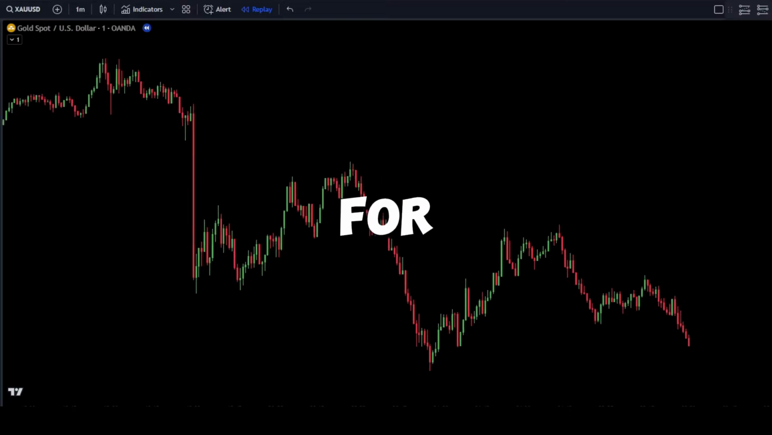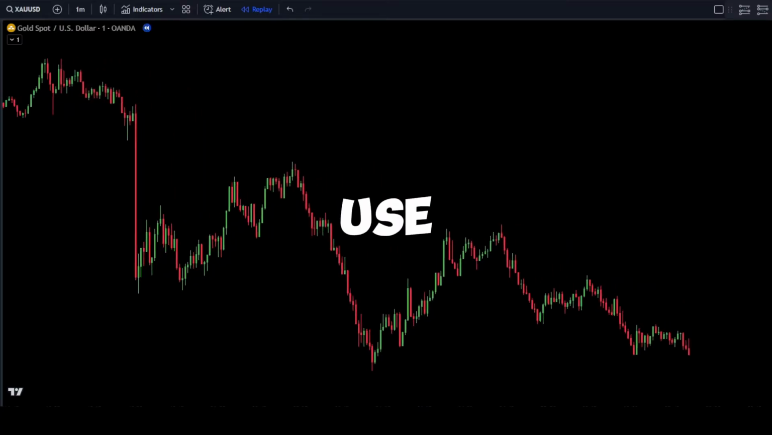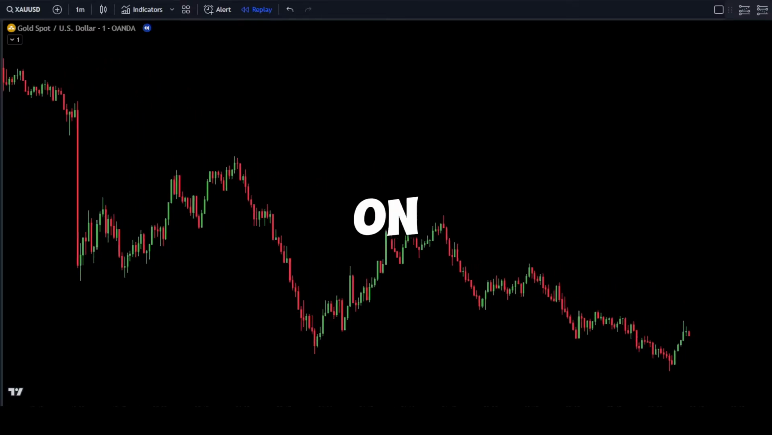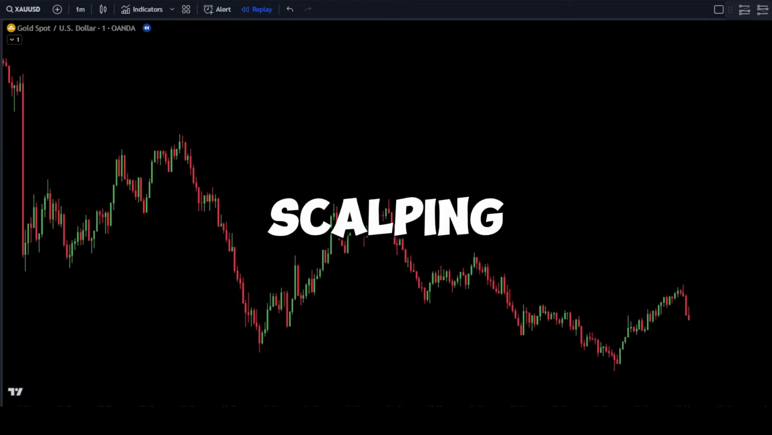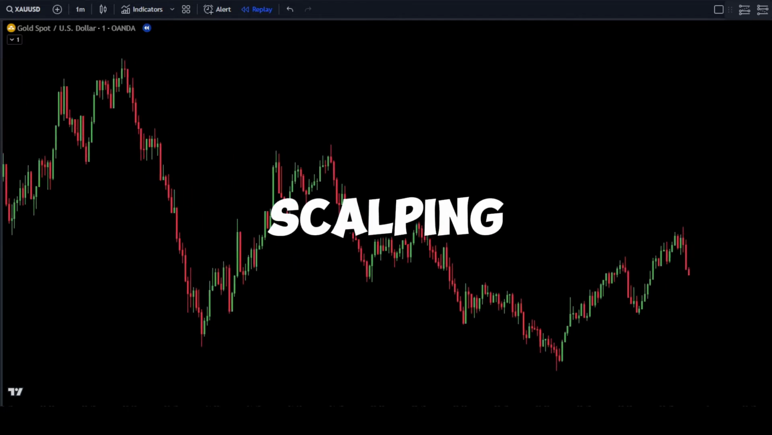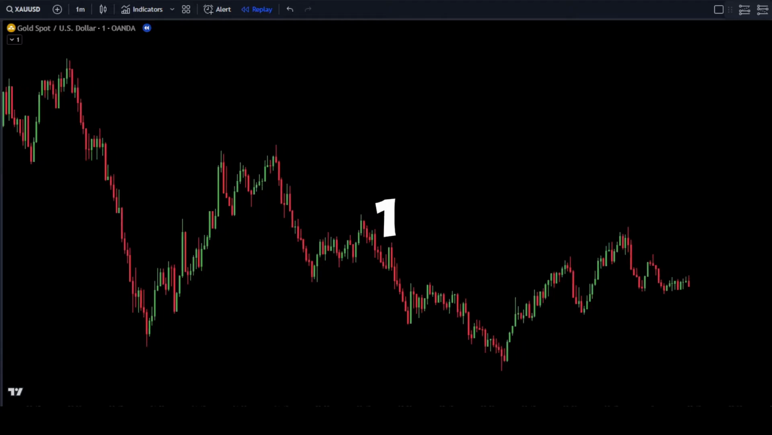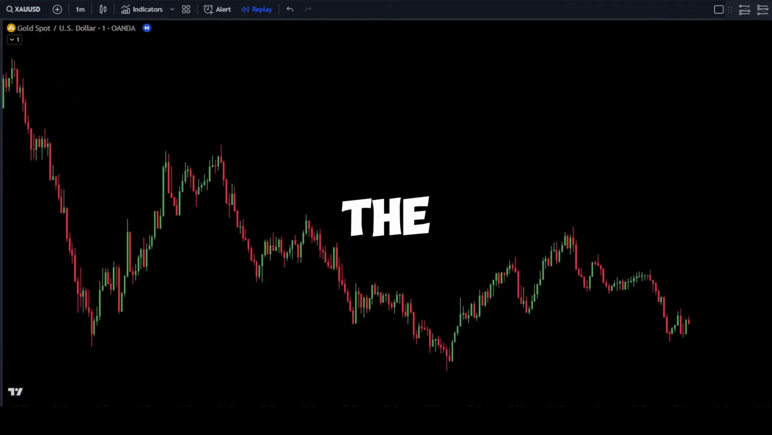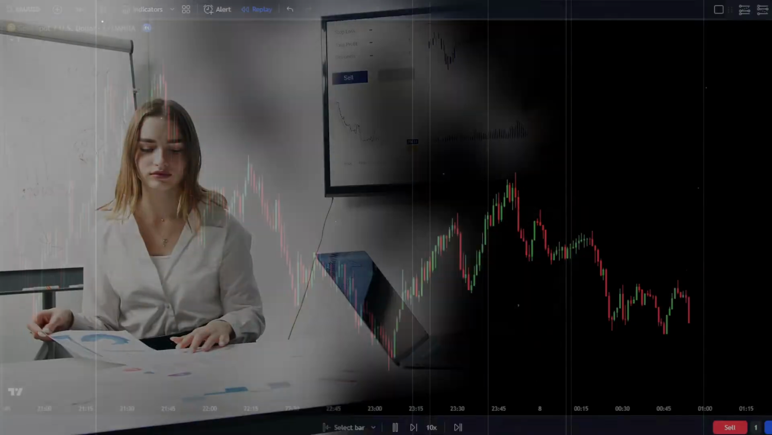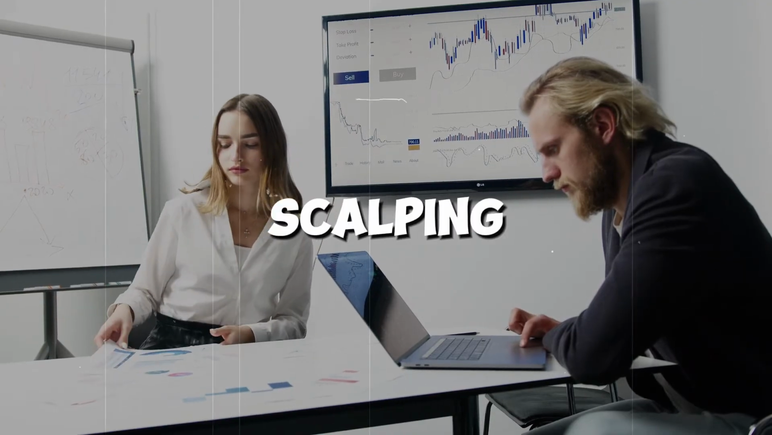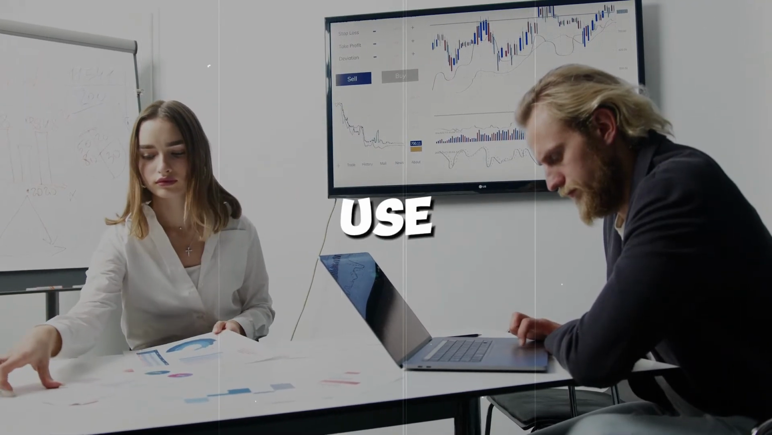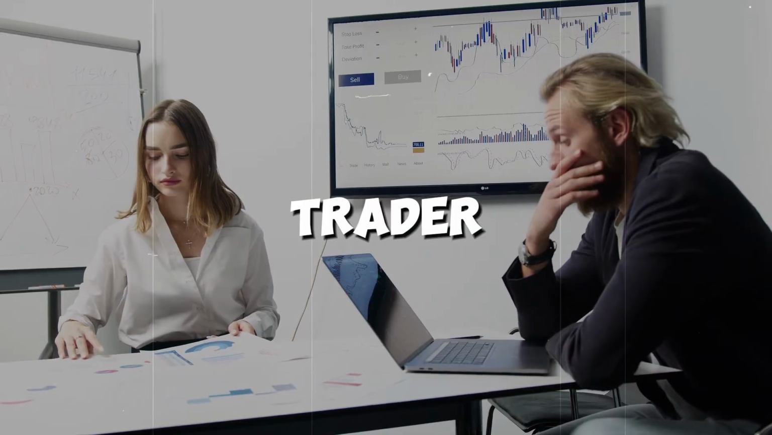Besides being used for 1-minute scalping, you can also use this 1-minute scalping strategy on other time frames like 5-minute scalping and 15-minute scalping. The method used in this 1-minute gold scalping strategy is the reversal trading strategy. And this 1-minute gold scalping strategy is very easy to use, even if you are a beginner trader.